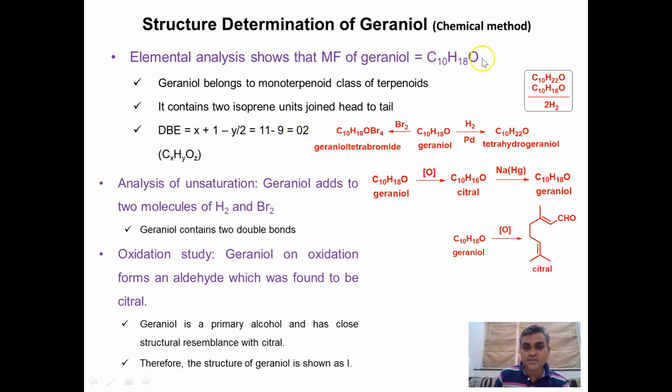Now let us switch over to the analysis of oxygen. What is the nature of this oxygen? For this, a very simple experiment was performed. Geraniol was subjected to oxidation, and the product formed is C10H16O.